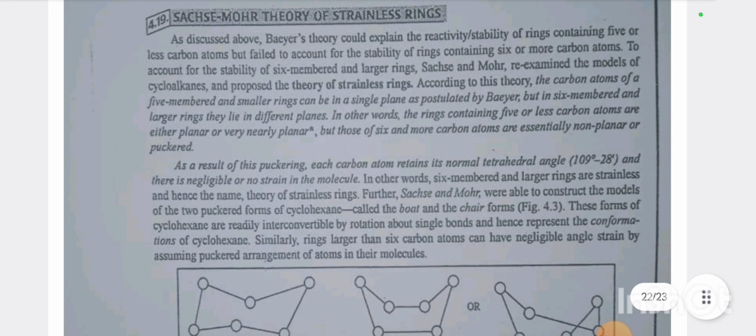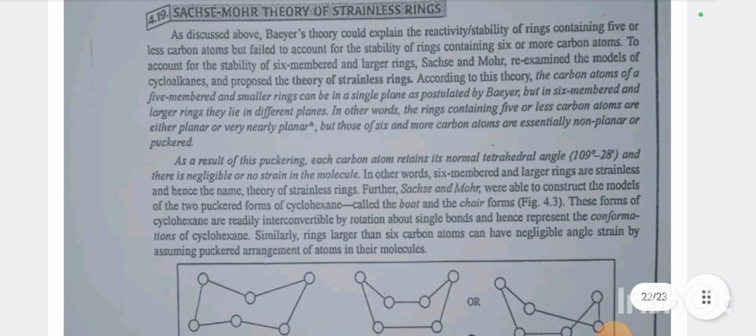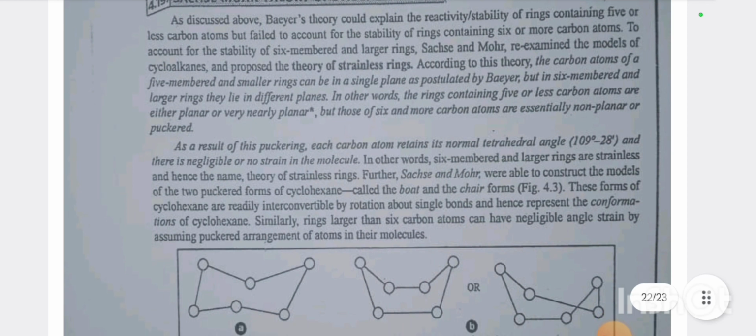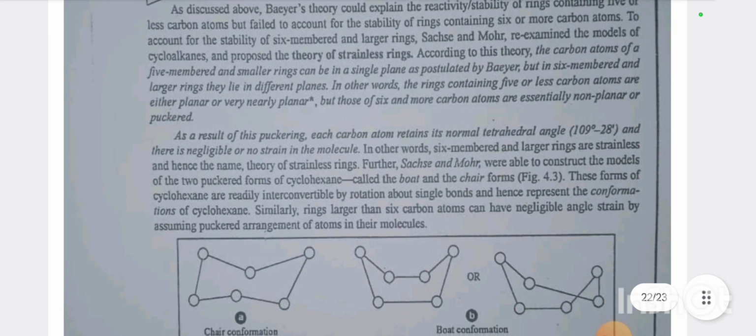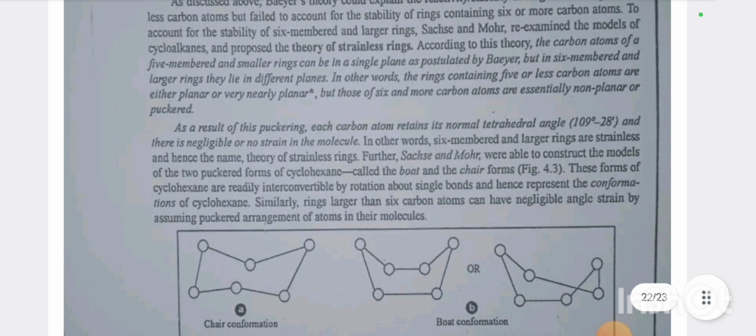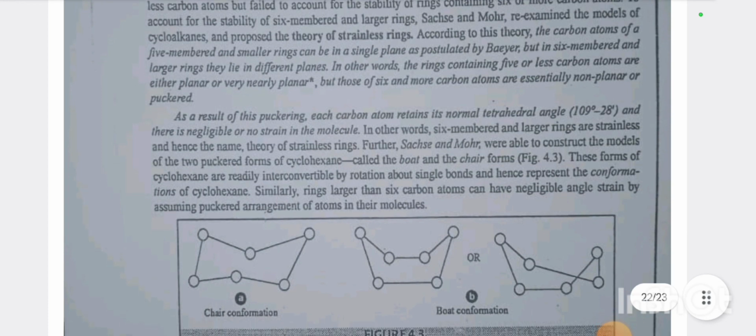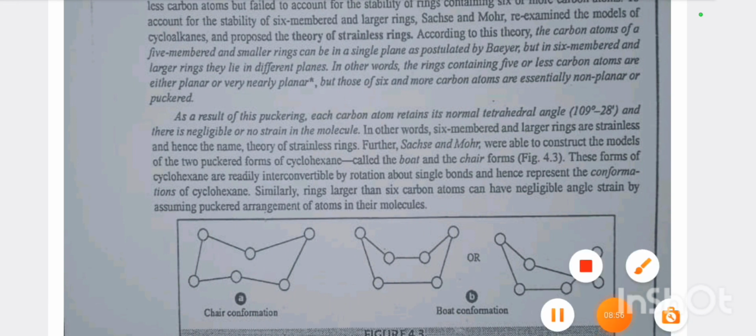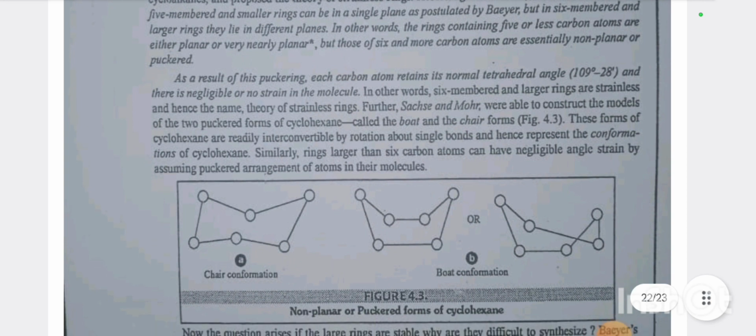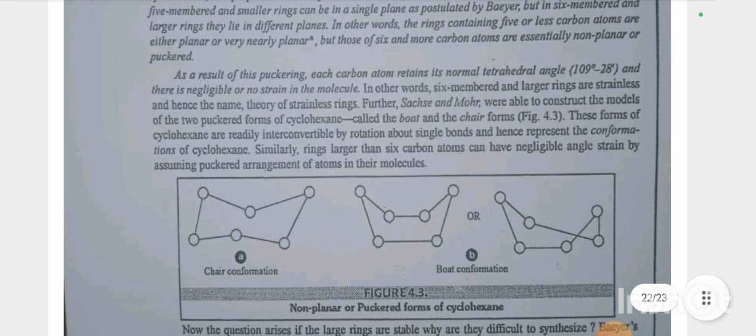Mohr's theory of strainless rings. As discussed above, Baeyer's theory could explain the reactivity and stability of rings containing 5 or fewer carbon atoms, but failed to account for the stability of rings containing 6 or more carbon atoms. To account for the stability of 6-membered and larger rings, Mohr re-examined the models of cycloalkanes and proposed the theory of strainless rings. According to the theory, the carbon atoms of 5-membered and smaller rings can be in a single plane as postulated by Baeyer, but in 6-membered and larger rings they lie in different planes.